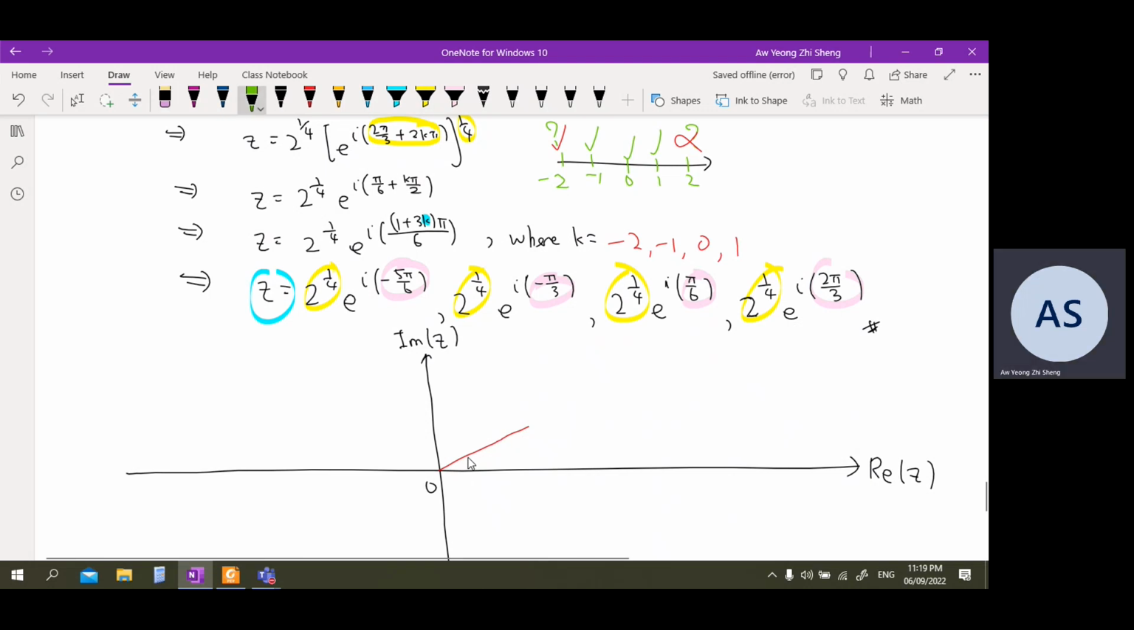Right, so this will be pi over 6. And so label your angle here as pi over 6. And here you plot your point. I'll just write the root here, 2 to the 1/4 e to the i pi over 6, so that people will know at this point it's at a distance of 2 power 1/4 away from the origin.